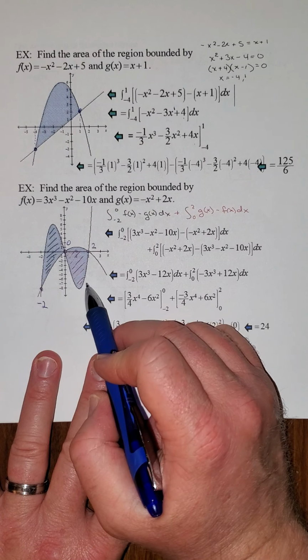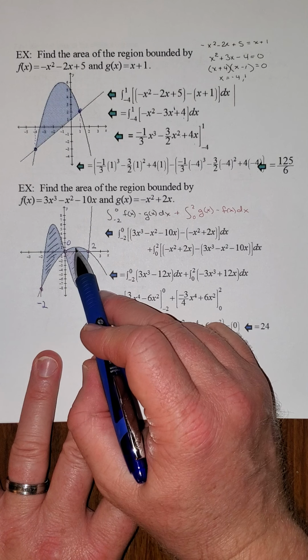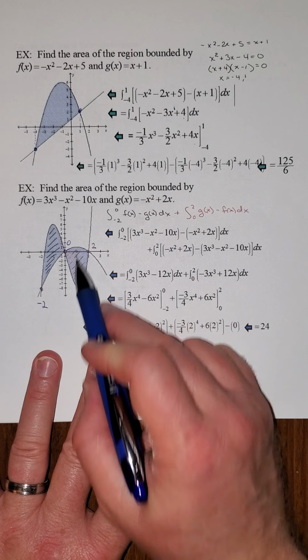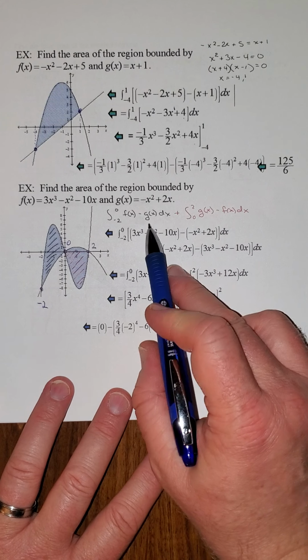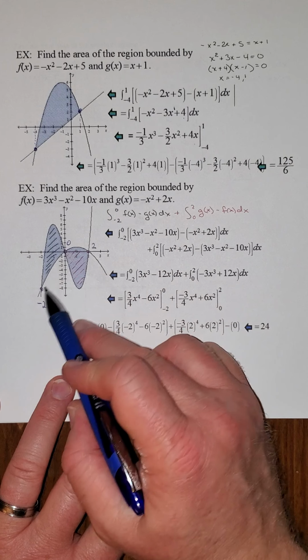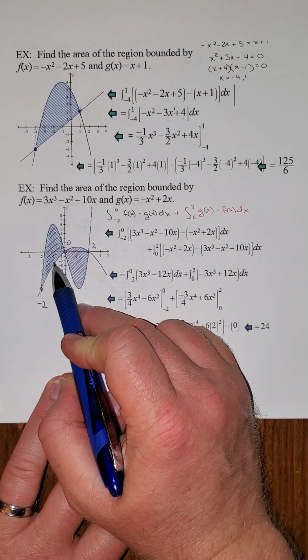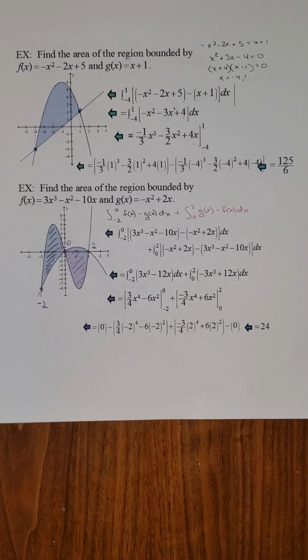Now when I get to this red section here, the cubic is no longer on the top. The quadratic is on the top. So I have to take g of x, the quadratic, minus f of x, the cubic, when I go from 0 to 2. Now, I've tried to color code that up here so you can see what I've done. This is the area of the first piece from -2 to 0, f of x minus g of x. When I go from 0 to 2, I have to take g of x minus f of x.